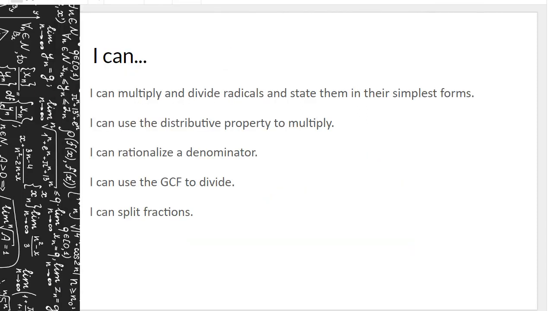And that is it for 5.2. At the end of 5.2, you need to be able to say, I can multiply and divide radicals and state them in their simplest forms. I can use the distributive property to multiply. I can rationalize a denominator, which includes multiplying by the conjugate. And I can use the greatest common factor to divide. And I can split those fractions up to help me simplify. And of course, apply all of that to word problems as well. That is it for Chapter 5.2.